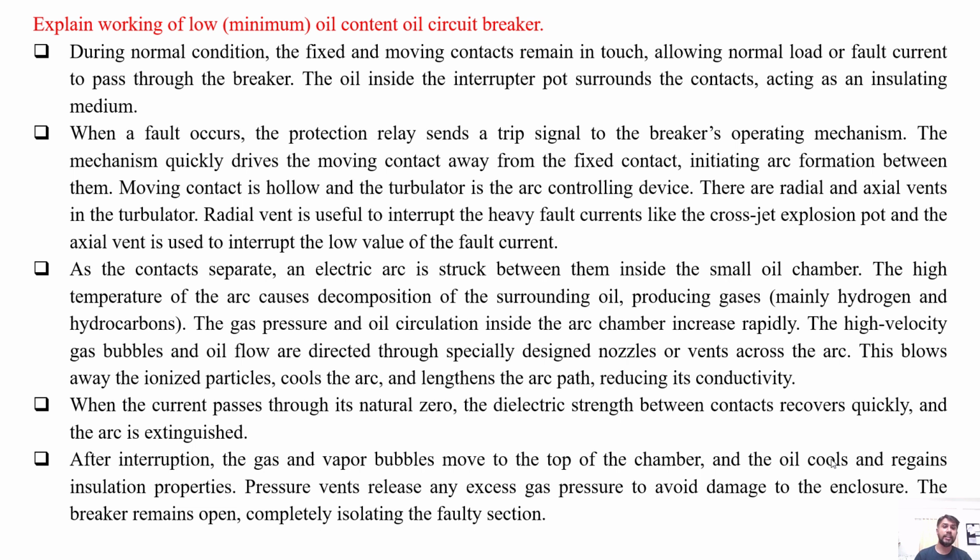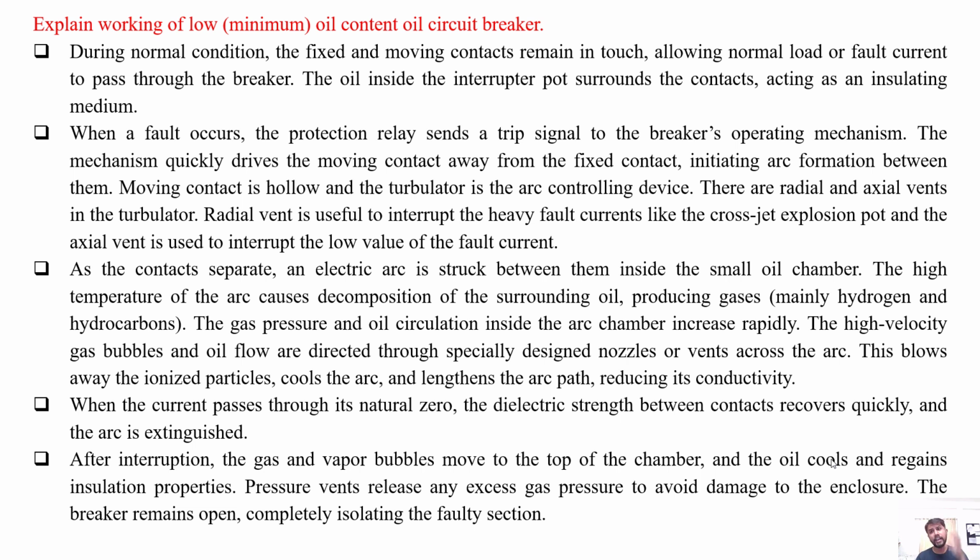Now, when a fault occurs, the protection relay sends a trip signal to the breaker's operating mechanism. The mechanism quickly drives the moving contact away from the fixed contact, initiating arc formation between them in the arc chamber. The moving contact is hollow, and the turbulator is the arc controlling device.